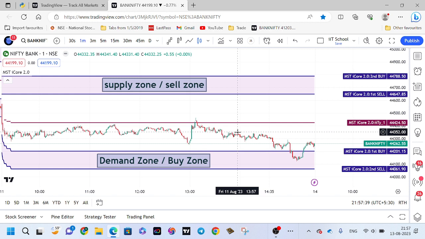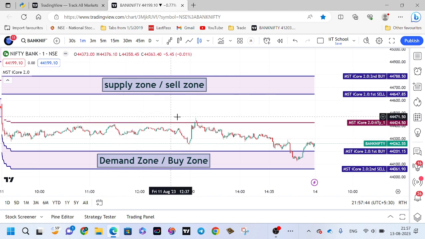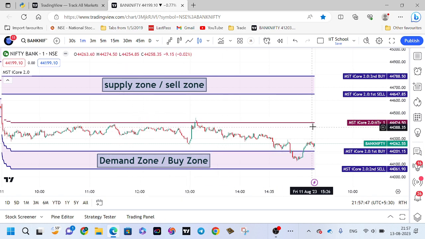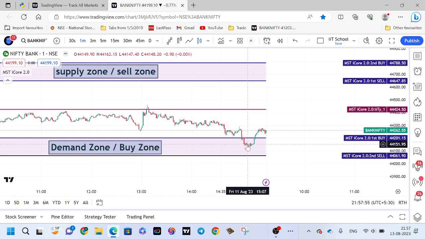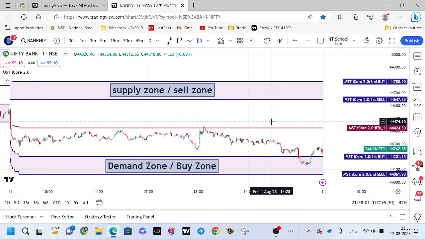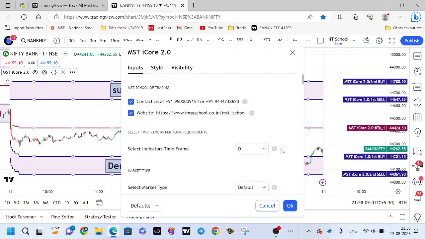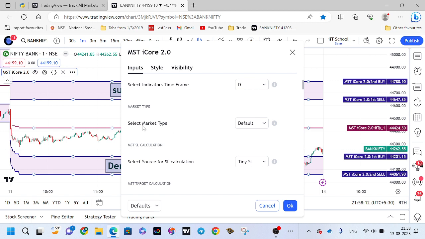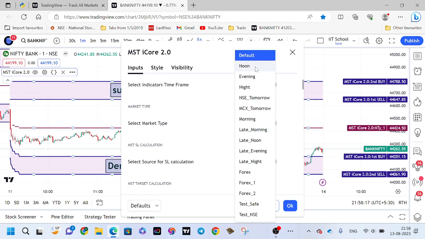Now there are two to three methods which we can use in this system. The first one is, whenever the market is coming down to this side, we have to buy. See here, we did not get the entry on Friday because it was a very choppy market. Only late in the evening, after 3 o'clock, we got the entry in the default mode. Whenever we don't get the entry, or you cannot trade in the morning session, go to the indicator settings, scroll down, and you will see something called market type. Select market type and select the next session.